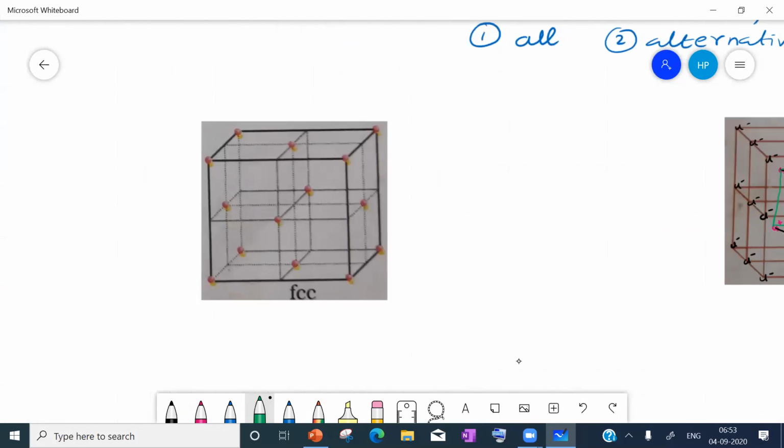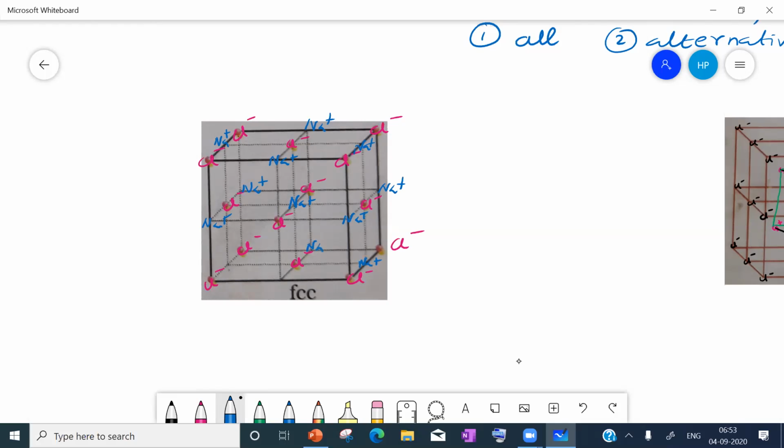Now, we took the crystal structure of sodium chloride. In the crystal structure of sodium chloride, we will write Cl minus ions in the corners and Cl minus ions in the face centers. Then we will take Na plus ions. Na plus ions we will write in the body center, and in the edge centers. So it is the crystal structure of NaCl.